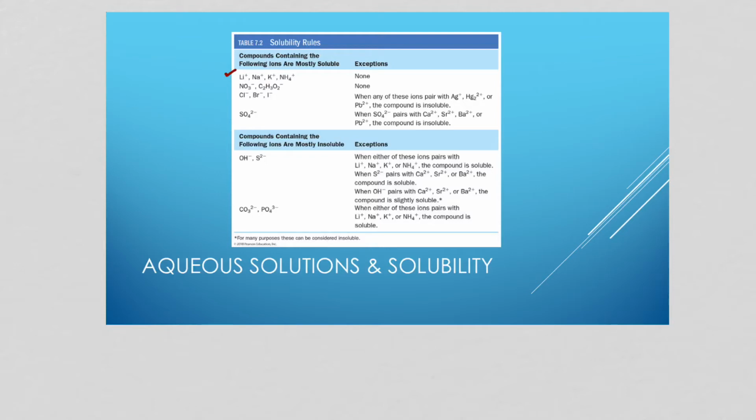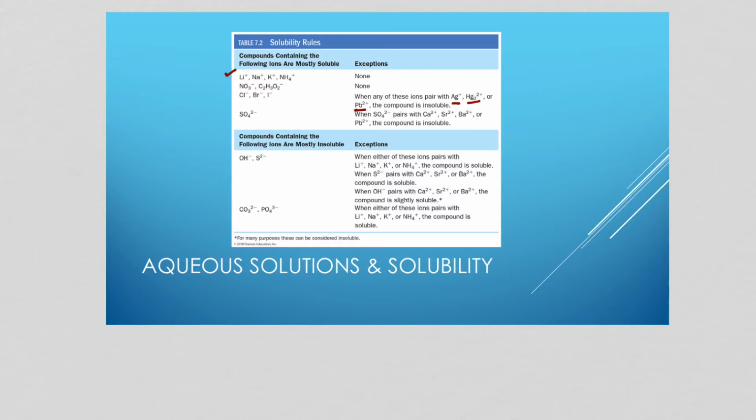Now, next we get to ions that will most often make a compound soluble. For example, if a compound has a chloride, a bromide, or an iodide ion, it will typically be soluble unless the positive ion is silver, as we saw in the previous example with silver chloride, mercury, or lead. Silver and lead are the two most common examples where they'll be matched with one of these ions and therefore be insoluble.